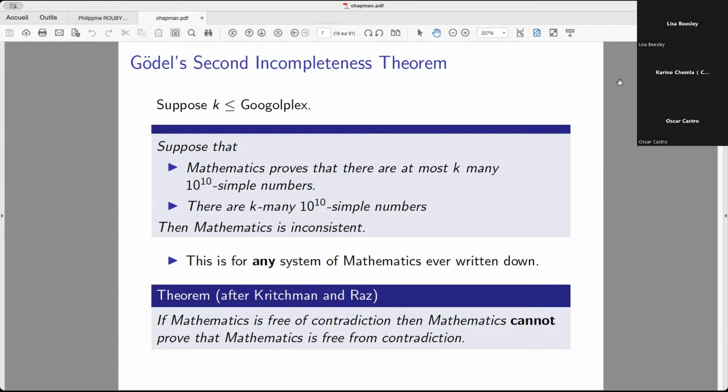Well, why? Suppose it could. Well, you'd start with a Googleplex. We know there are at most a Googleplex of many 10 to the 10 simple numbers. But there can't be 10 to that many, because then mathematics will be inconsistent. So we just proved there's a Googleplex minus 1 as the upper bound. And now just repeat that argument a Googleplex number of times, and you have a contradiction. You just keep subtracting 1. These are specific numbers. A Googleplex is a specific finite number. It's very big, but it doesn't matter.